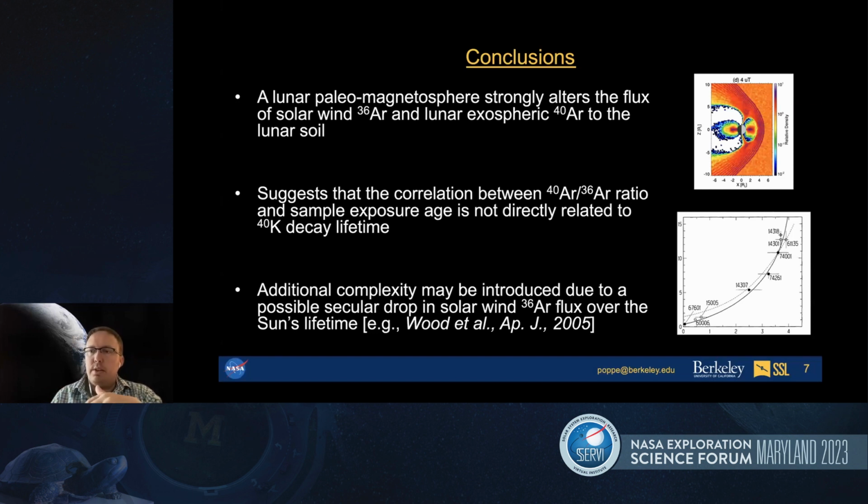Another piece of the puzzle that we've just started thinking about is that the flux of solar wind from the sun has likely dropped by a factor of at least 3, if not a factor of 10, over the sun's lifetime. When the sun was much younger, it had a much more intense solar wind flux than it does today. So even the bulk argon-36 flux is changing over time. These are all components of the picture of how we understand how this antiquity indicator works in the presence of a paleomagnetosphere, and we've really just started to explore this. So at that point, I will stop and take questions. Thanks.